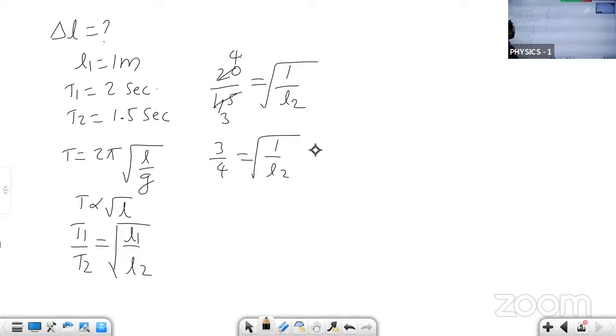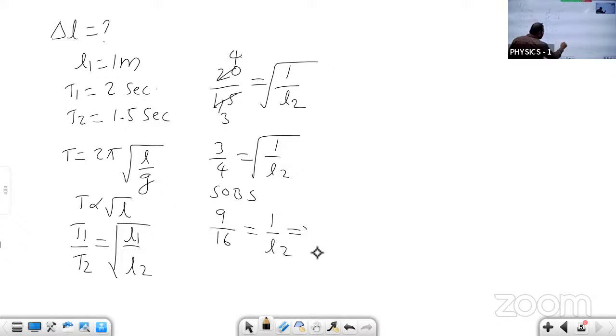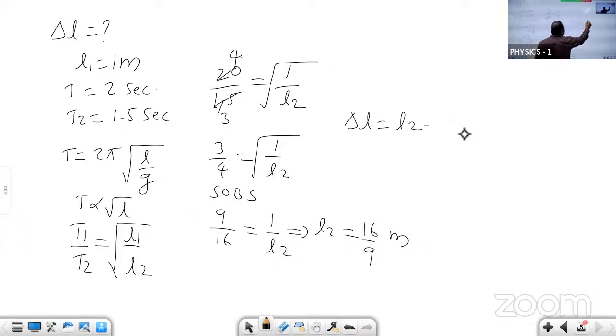Squaring on both sides, 3 square means 9, 16, 1 by L2. From this, what is the L2 value? 16/9 meter, because we took the SI value. L2 equals 16/9. What are they asking? Change in the length. Change in the length means L2 minus L1, L2 is 16/9, L1 is 1.